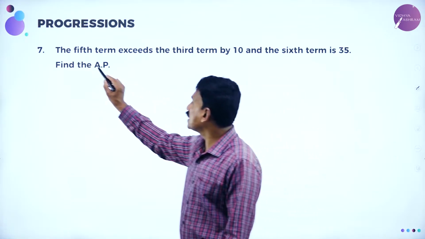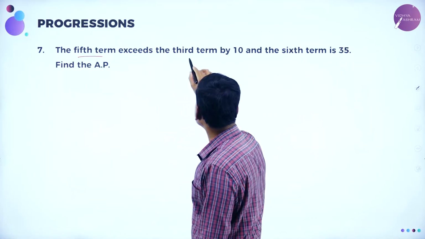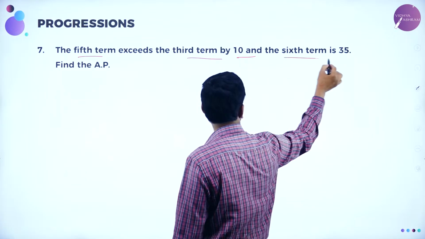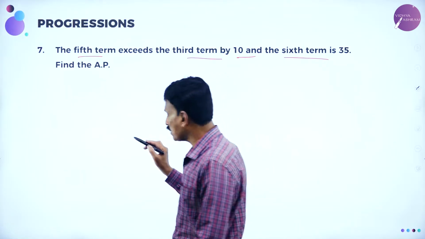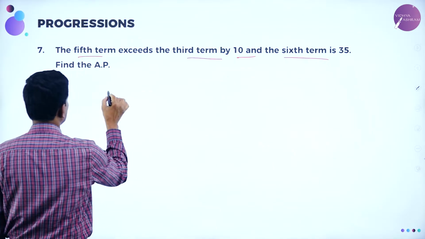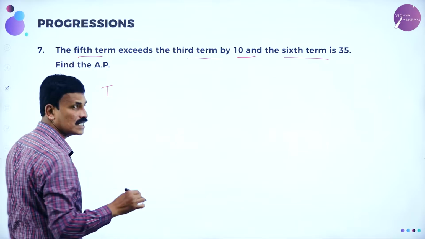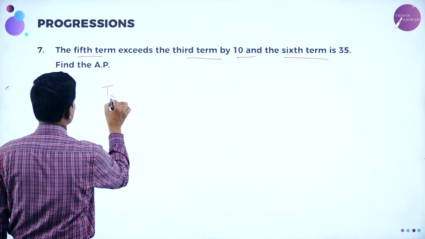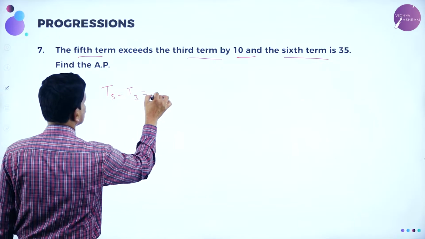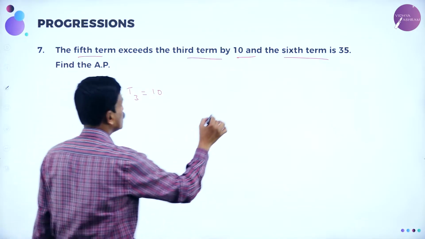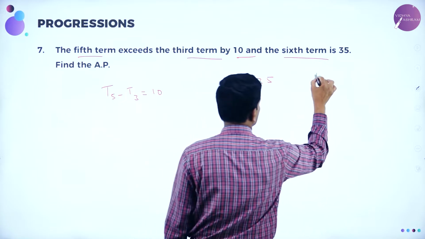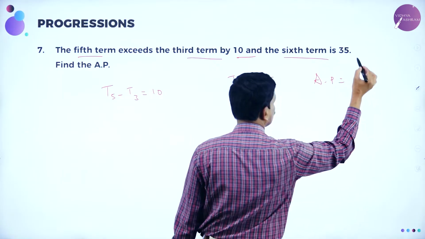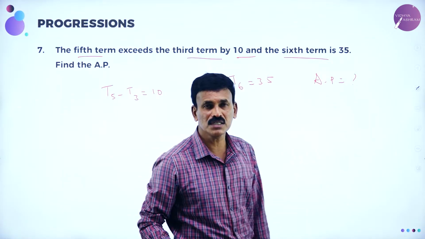Now the fifth term exceeds the third term by 10 and the sixth term is 35. Find the AP. What is given? The fifth term exceeds the third term. T5 minus T3 is equal to 10. That is given. And the sixth term T6 is equal to 35. Then what we have to find is the arithmetic progression. That's it. This is the given condition.